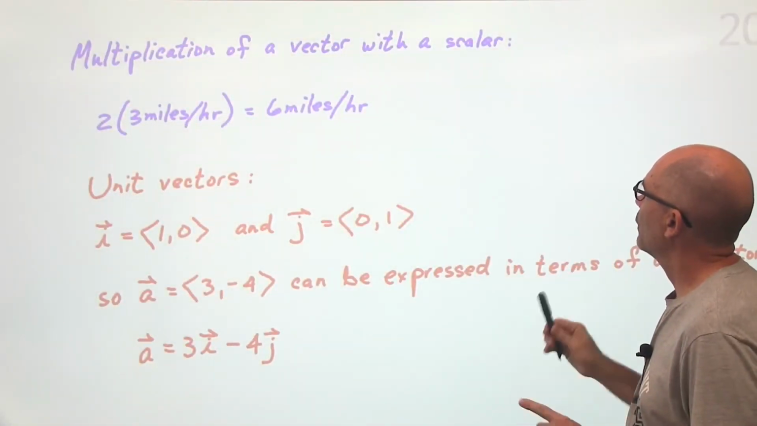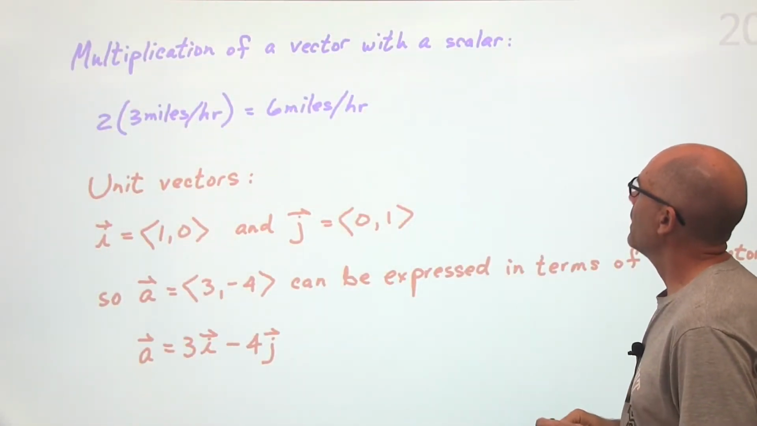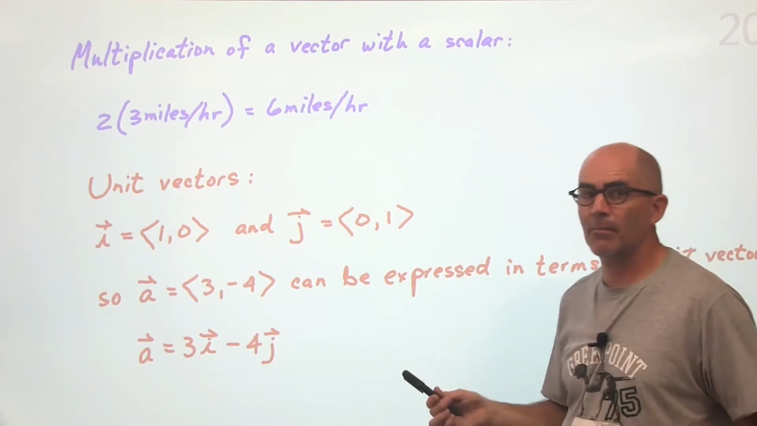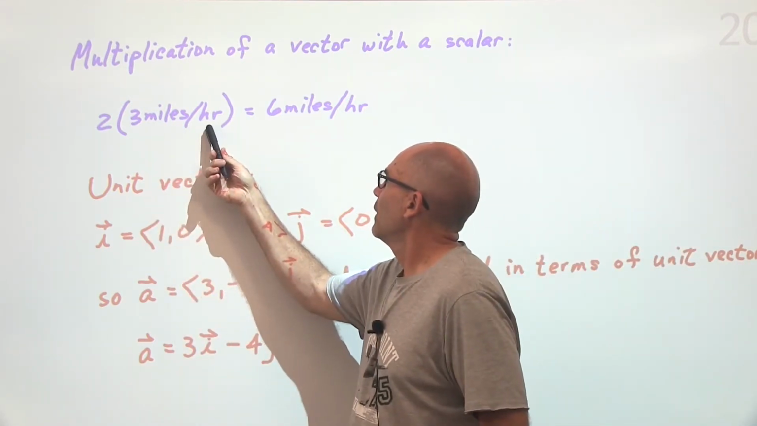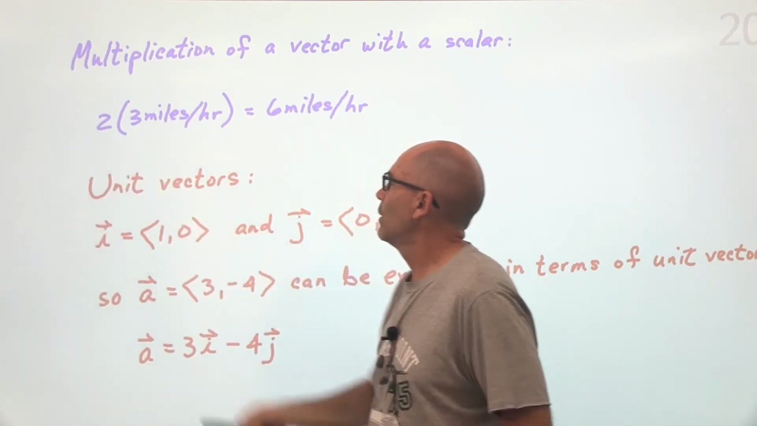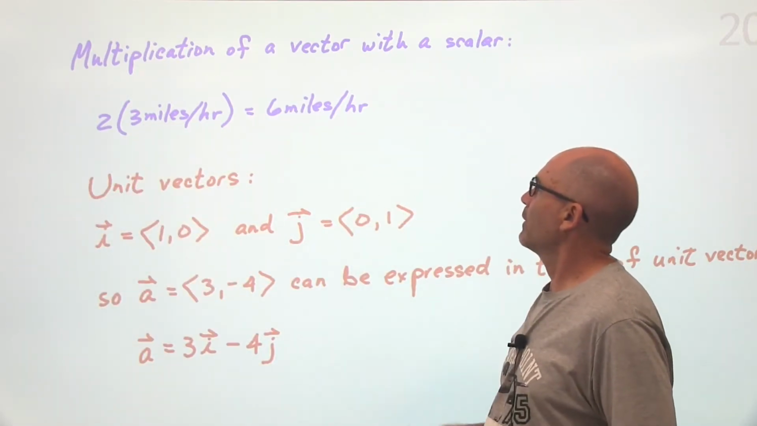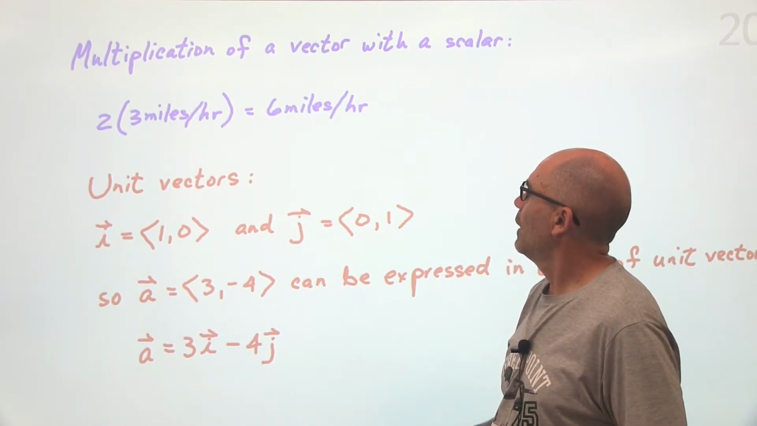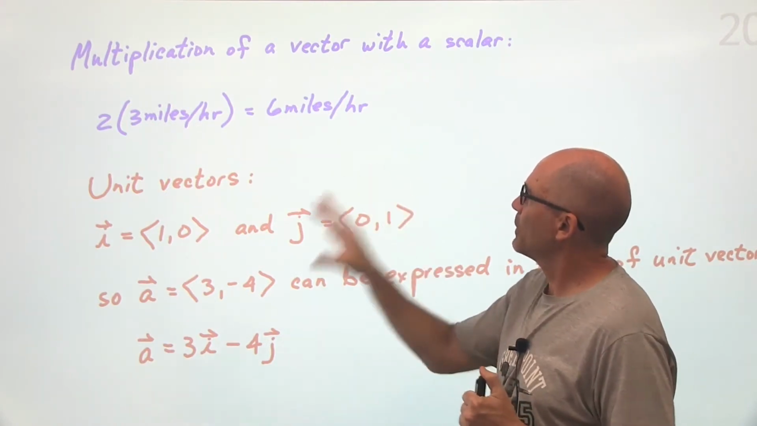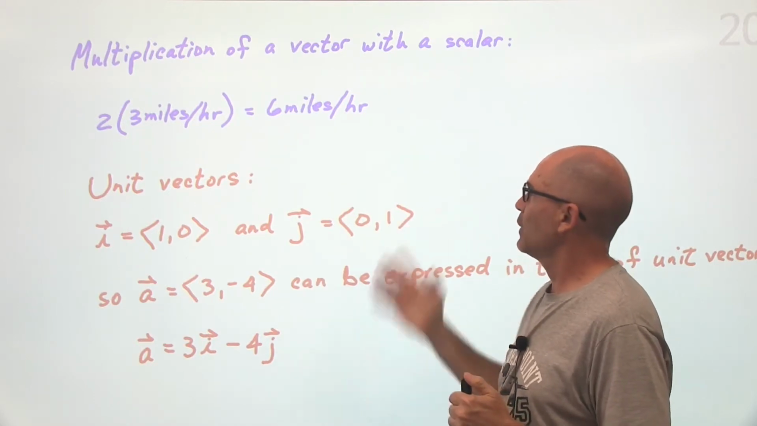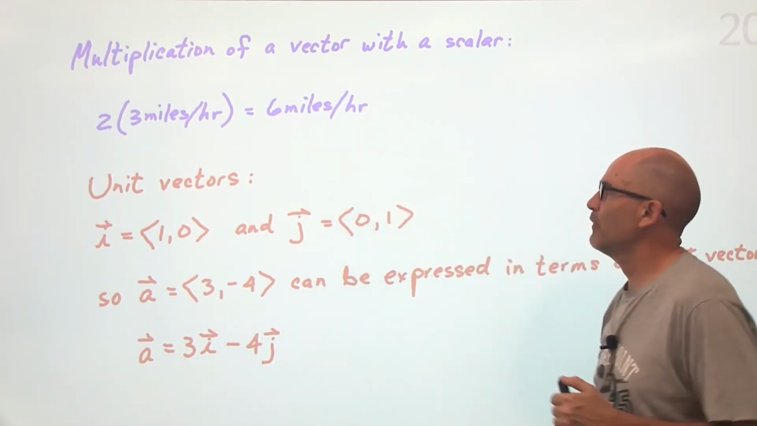Multiplication of a vector with a scalar. Remember, a scalar is just a plain number. So here's a quick example. 3 miles per hour times 2. That's just 6 miles per hour. So that's all you're doing. Take any vector, multiply it by the scalar, and you have just a different vector.